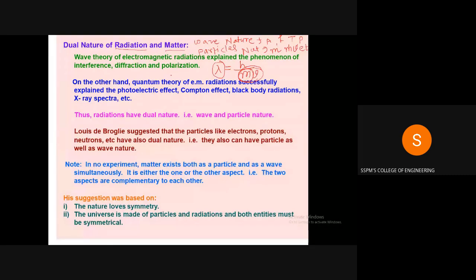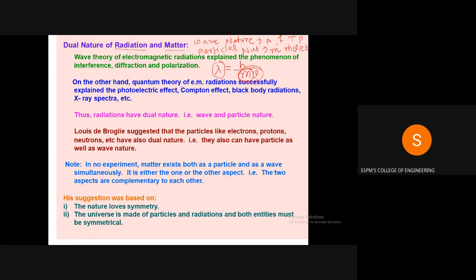On the other hand, the quantum theory of electromagnetic radiation successfully explains the photoelectric effect, the quantum effect, black body radiation, X-ray spectra, etc. Thus, radiations have dual nature, that is, wave nature and particle nature.